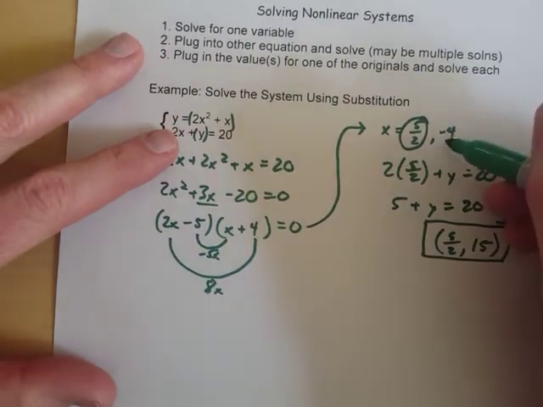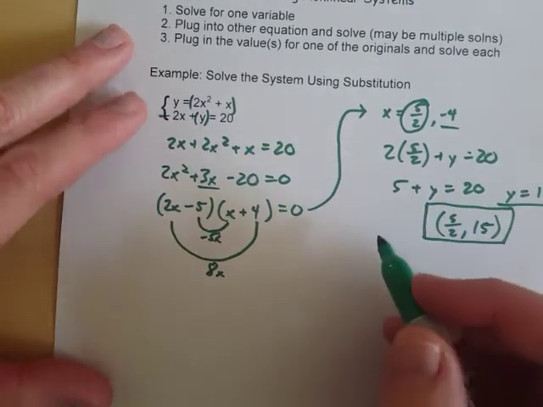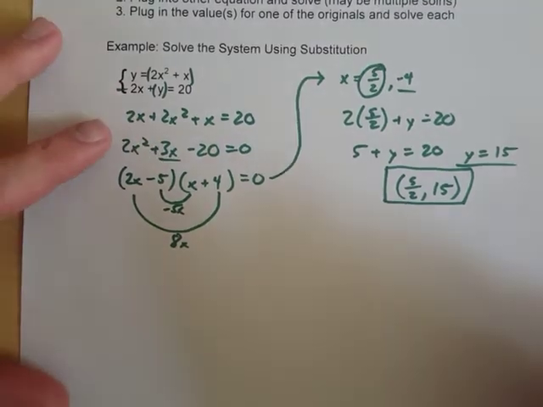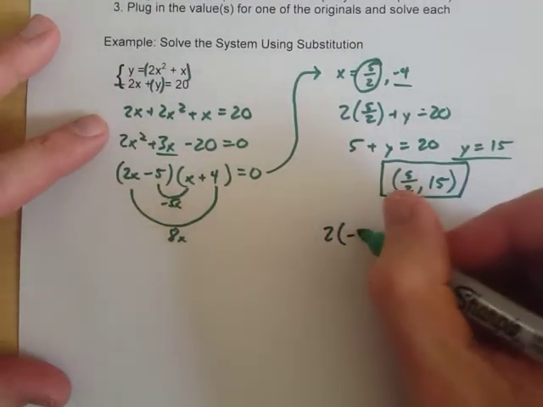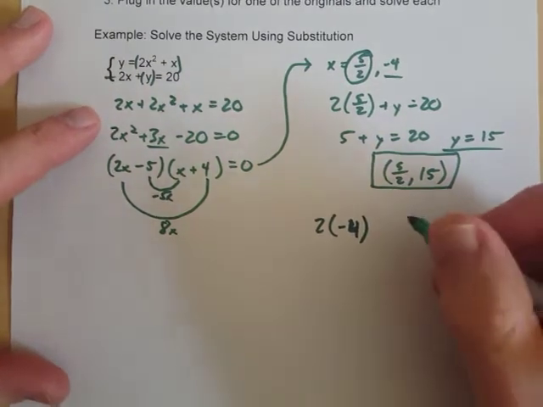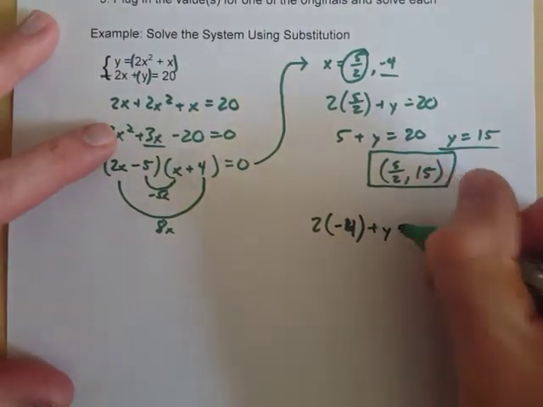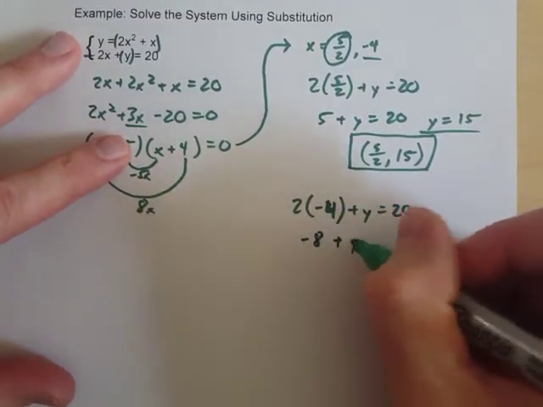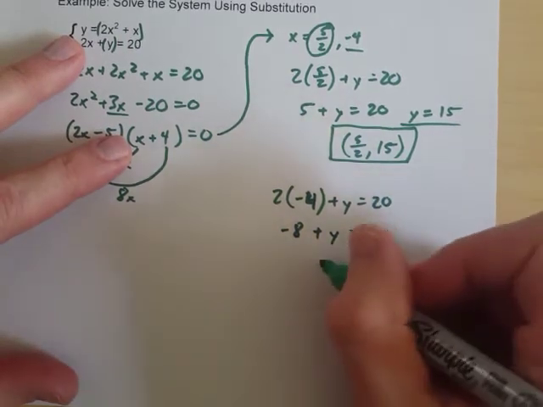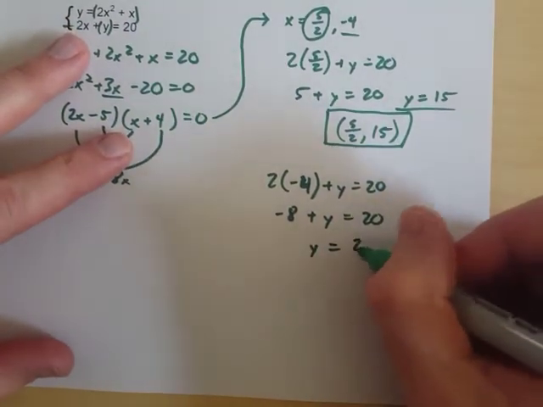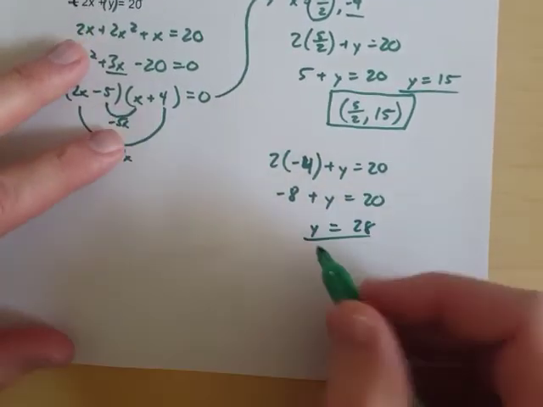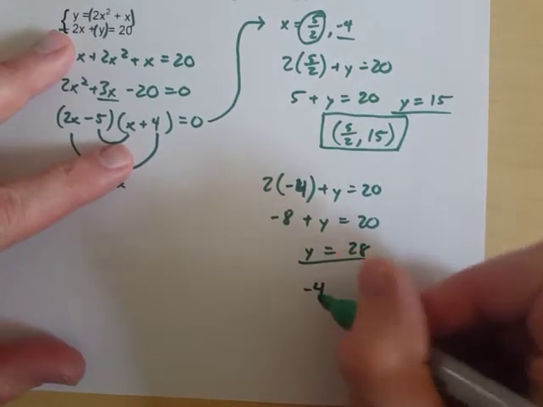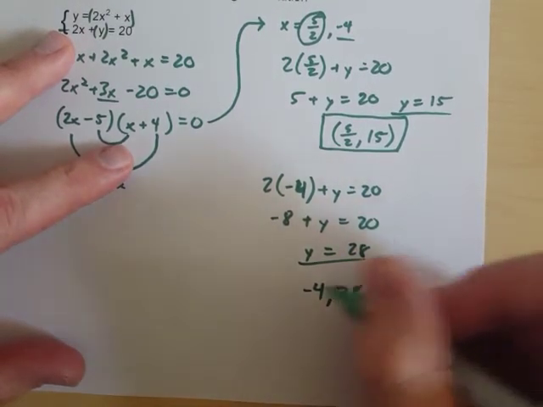Our other solution, now let's look at the negative 4, plug that into this equation. So we have 2 times negative 4 plus y equals 20, so that gives us negative 8 plus y equals 20, which means that y is equal to 28. And since that was y equals 28, we had x equals negative 4 up here. That means our other solution point is going to be (-4, 28).